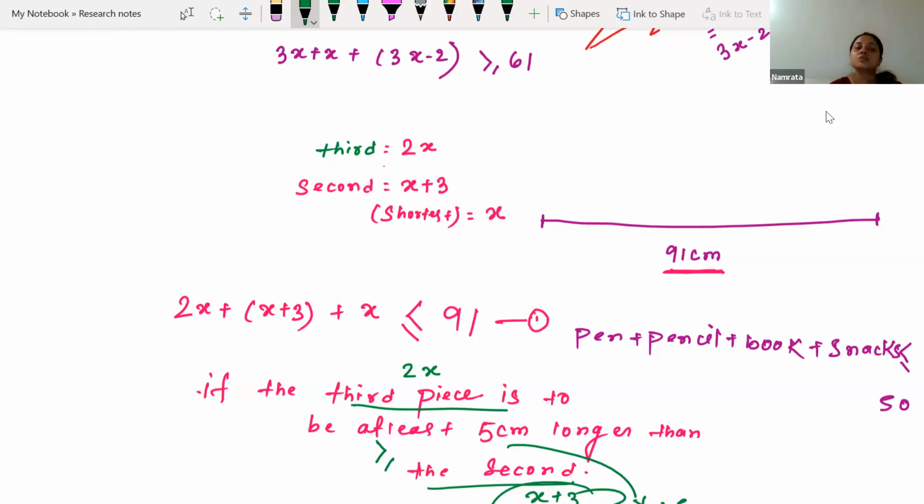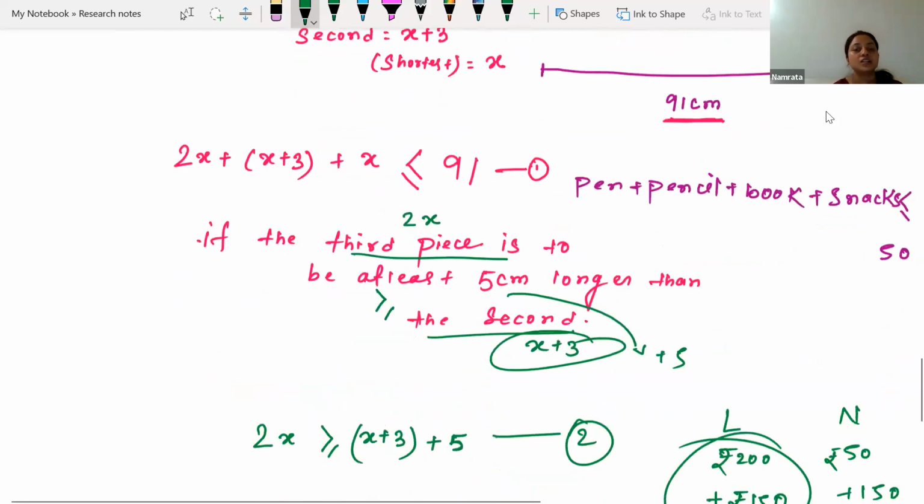Now the second condition says the third piece is to be at least 5 centimeter longer than the second. So third is 2x, second is x plus 3. At least means greater or equals to. We have framed one more inequality from here. Now we will be solving each and every inequality one by one and then we will get the range of x. And if we get two ranges, then we have to choose the common range which will be okay for both of them. Is it clear, Lina? Yes, ma'am.